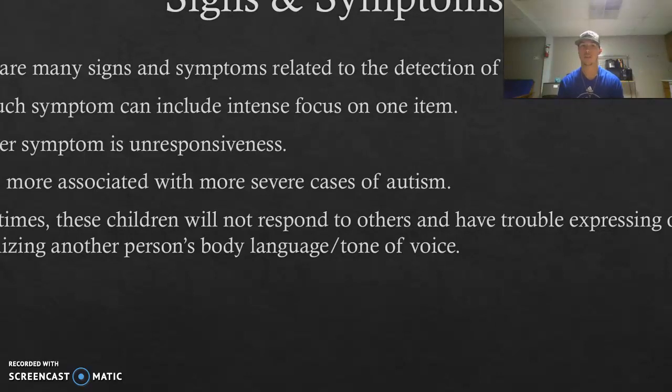Another symptom is unresponsiveness. This is more associated with more severe cases of autism. Oftentimes, these children will not respond to others and have trouble expressing or recognizing another person's body language or tone of voice, which can be challenging to teachers and requires them to have patience and consideration for that individual beforehand, before instructing them or getting mad after asking them to do something.